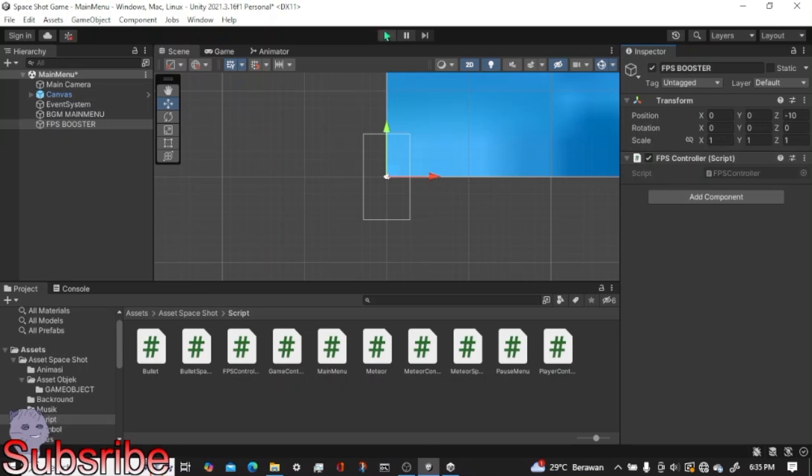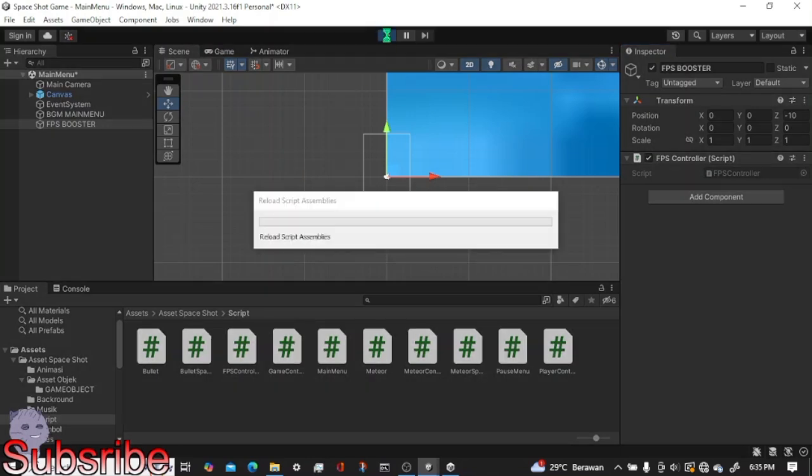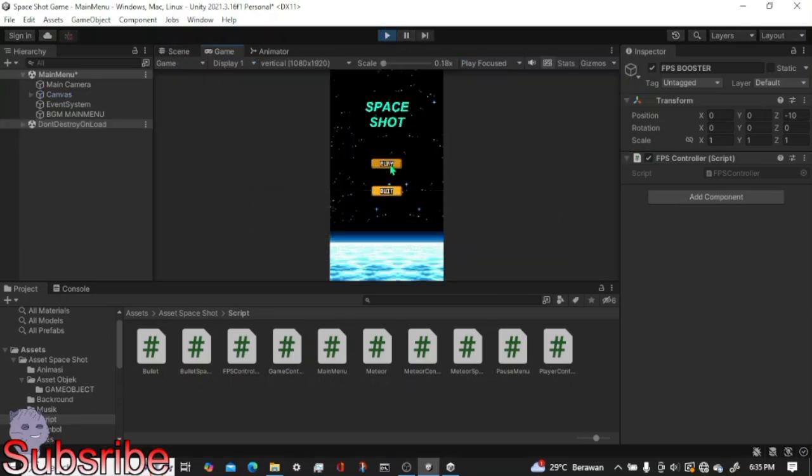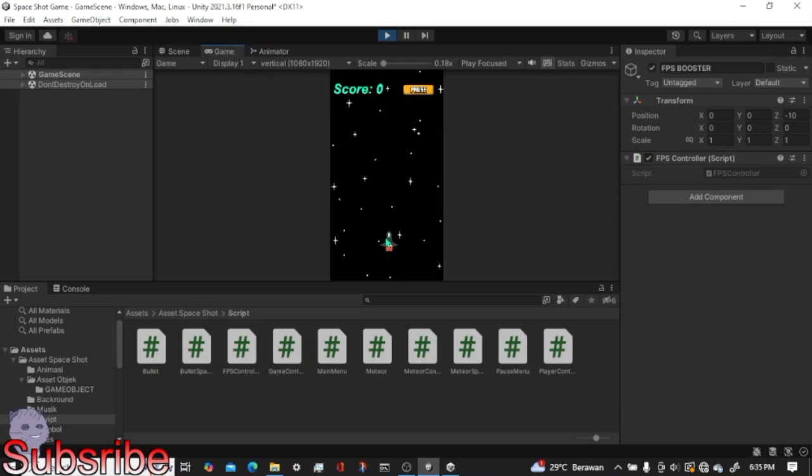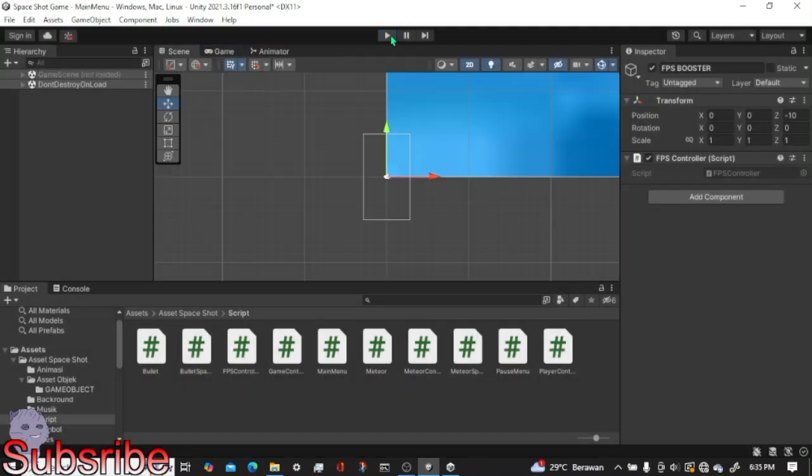Alright, let's test if the FPS has improved. Okay. Wow, there's already a difference. It's still a bit choppy on my recording, which affects the FPS, but in Unity it is running smoothly.